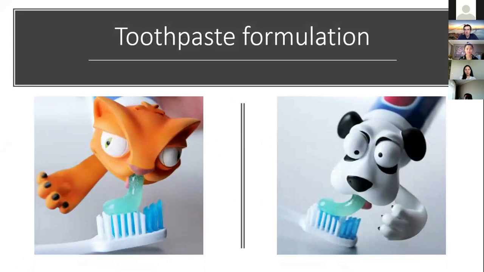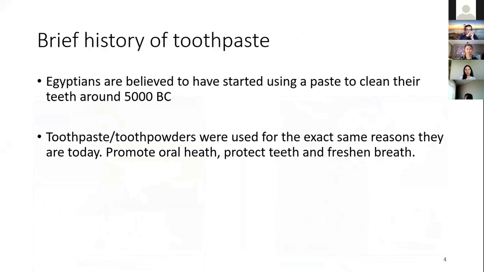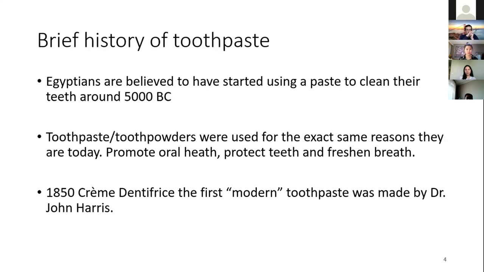So first of all, have a look at toothpaste itself. A quick history of toothpaste as well. The Egyptians are believed to have started using paste to clean their teeth in 5000 BC, about 2000 years before the toothbrush was invented. Toothpaste and tooth powders were used for the exact same reasons then as they are now: oral health, protecting teeth, and freshening breath. The first modern toothpaste was invented in 1850, and it was called Creme Dentifrice.